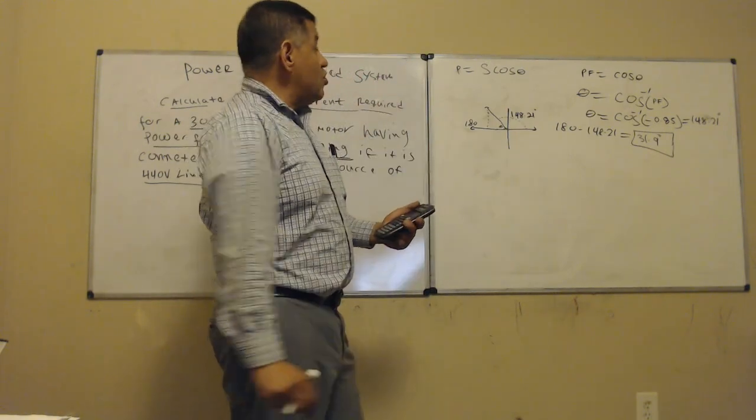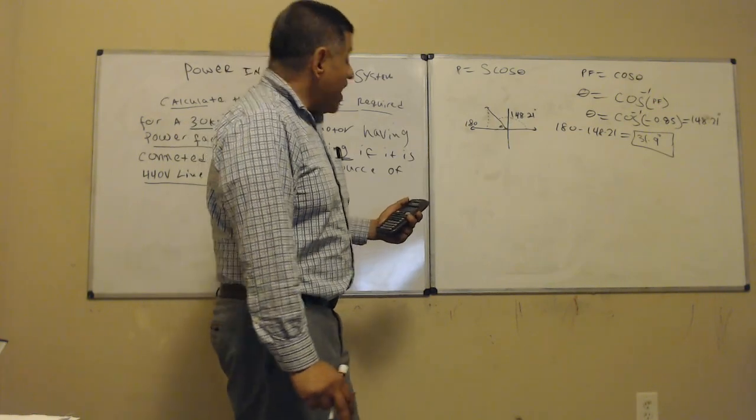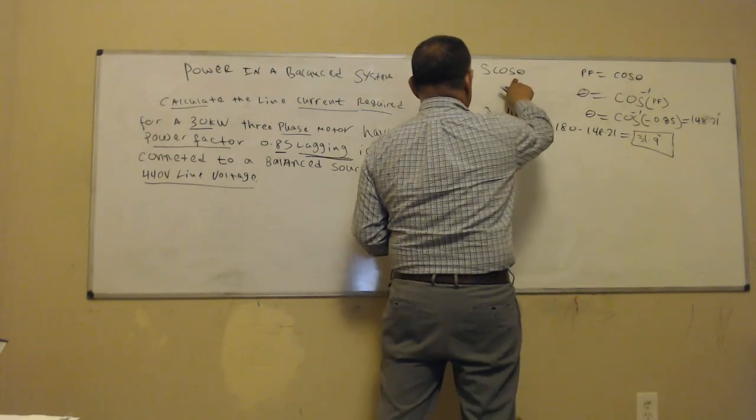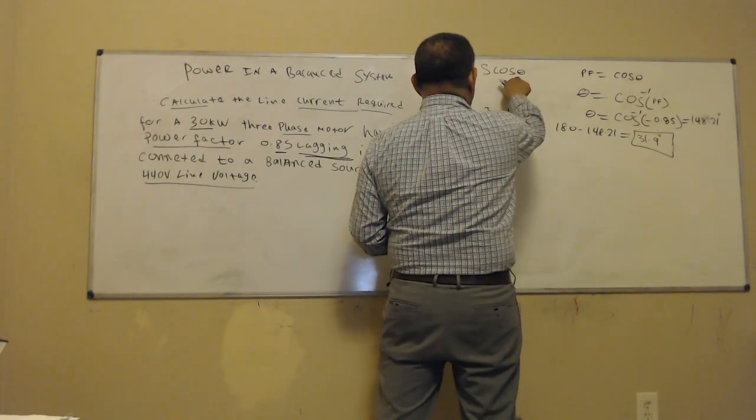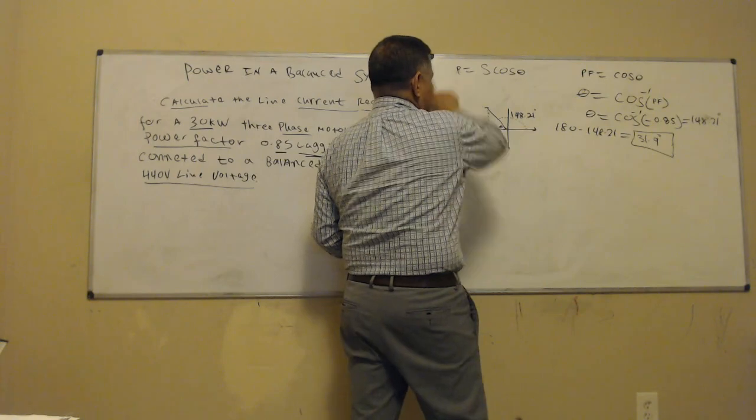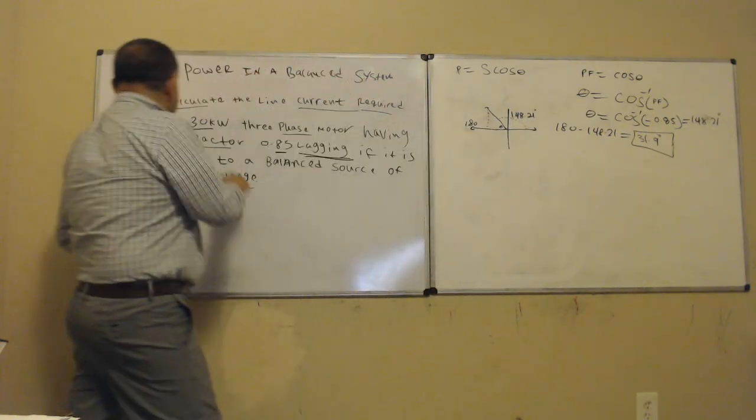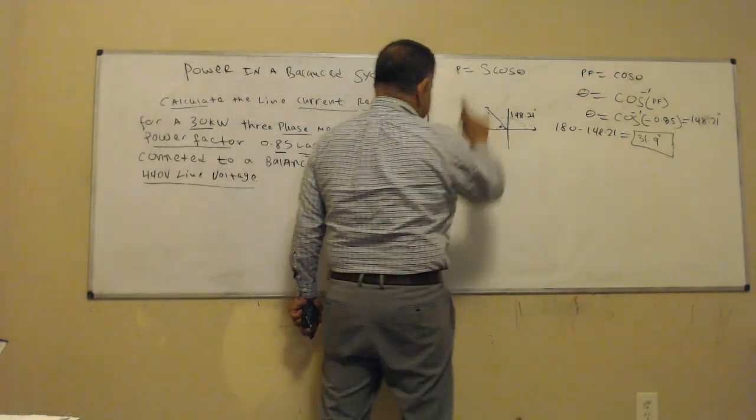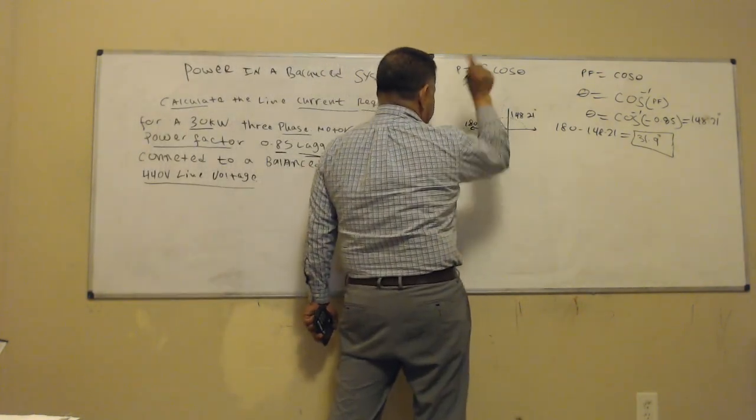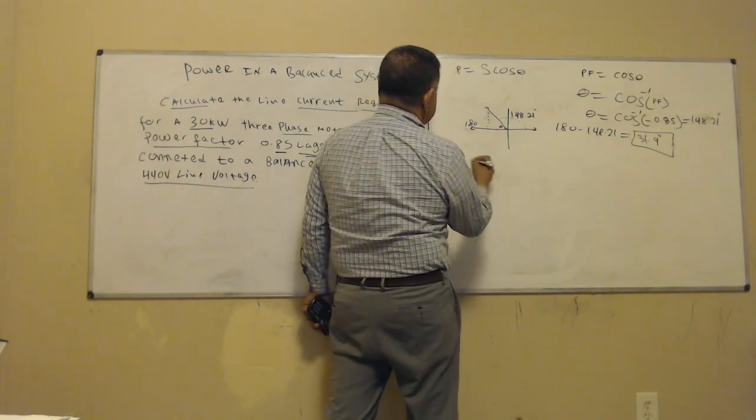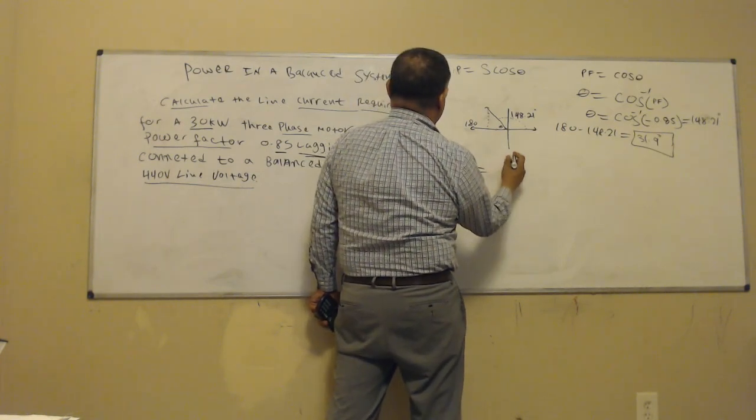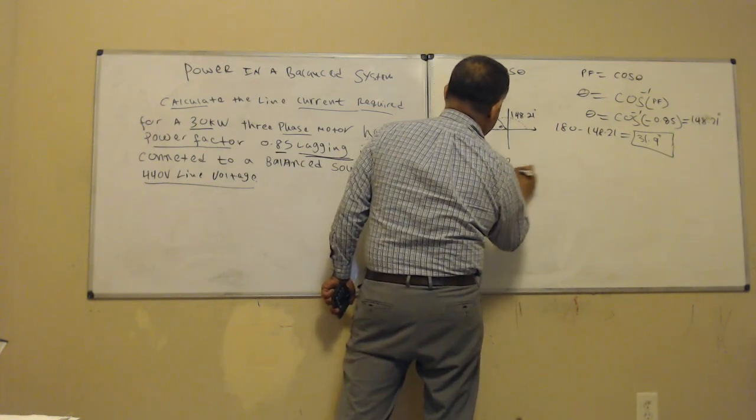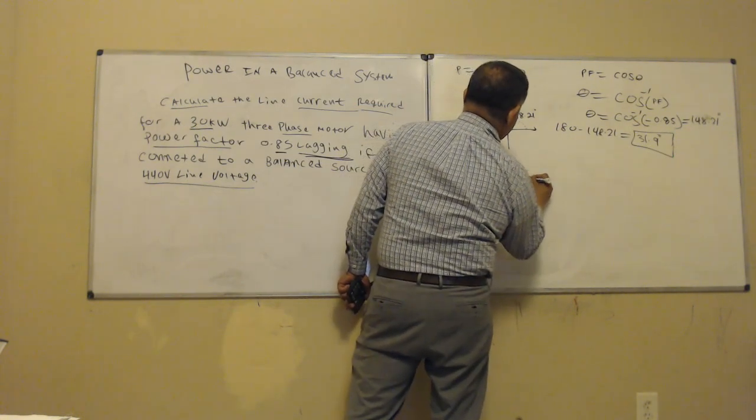Now, what do I need to do? What I need now is to find this one. I need to divide by that angle, right? Knowing that this was given to me, to find S, I can say that S is equal to P over cosine of the angle.